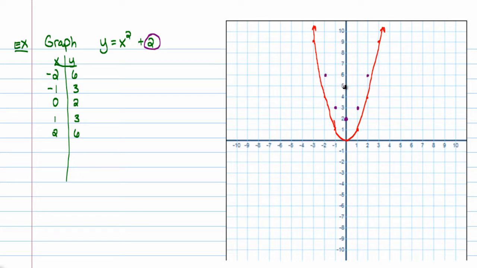And if I connect these points, I'll get the same graph, I promise. It's just been lifted up 2 units. So the purple graph is y equals x squared plus 2. And that gives us our last theorem for this lecture.